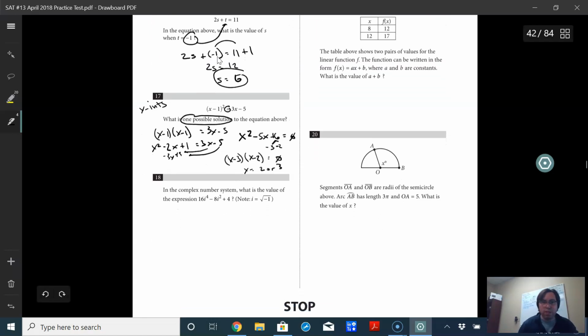Okay, number 18 reads: in the complex number system, what's the value of the expression 16i⁴ − 8i² + 4? What is the value of this expression?